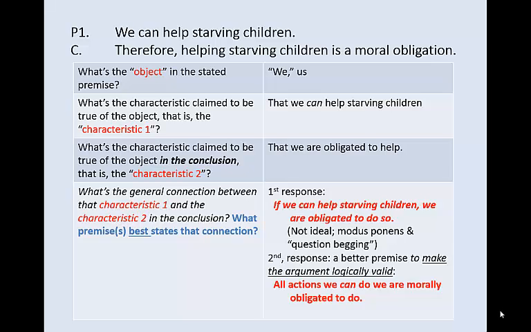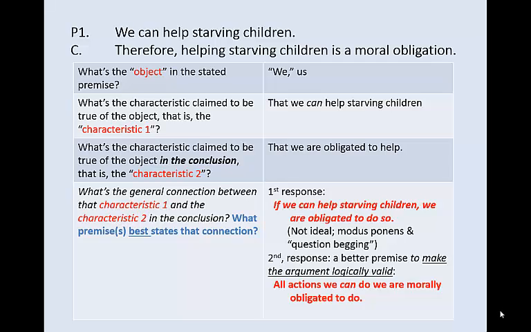Basically, two reasons. First, everything that was said about modus ponens earlier applies. And second, it might make the argument kind of question-begging. A question-begging argument is an argument that assumes the conclusion in a premise. So suppose somebody says, look, helping starving children is a moral obligation. And then you ask why. And they say, well, if we can help starving children, we're obligated to do so. Maybe that premise is just too close or too similar to the conclusion.